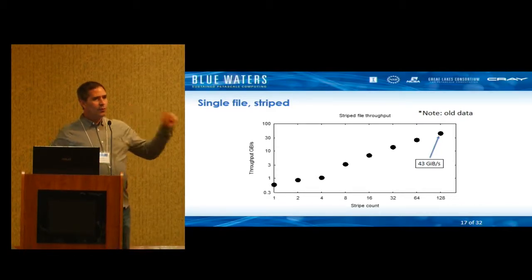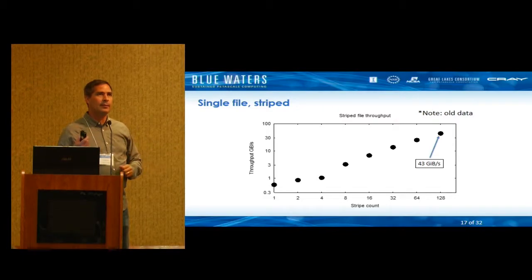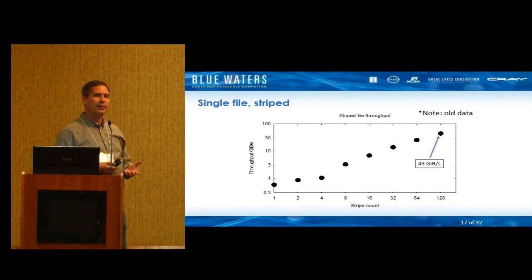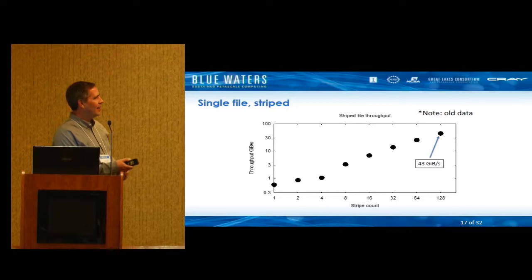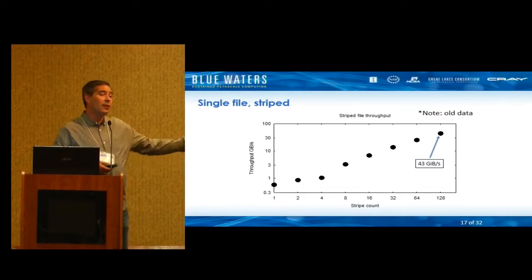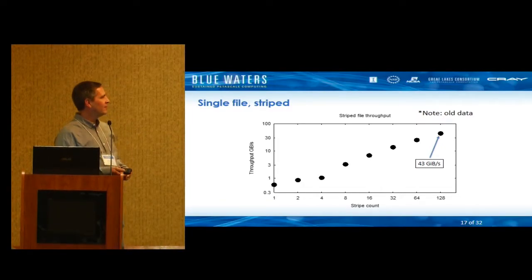Now this is older data. I think I did this last fall before we changed the file system, which now supports more stripes. I think at the time it was limited to 160 stripes. So I want to rerun this. I assume it'll only be better, but this may not be accurate anymore. It gives you a sense that adding stripes can improve the performance to at least 40 gigs a second.